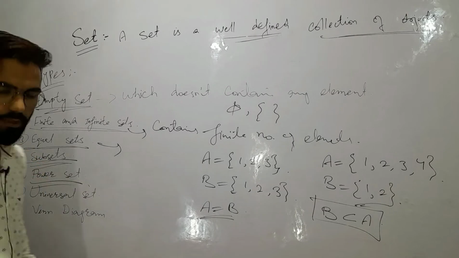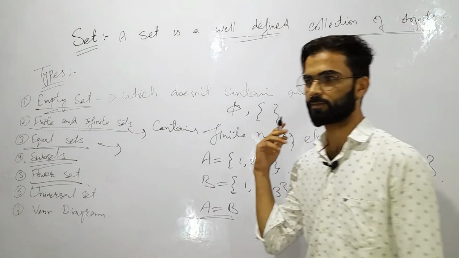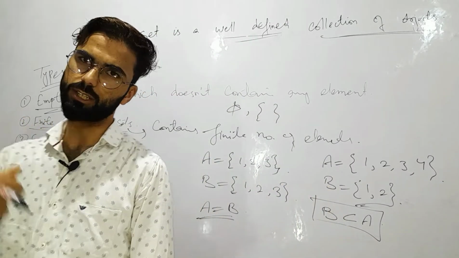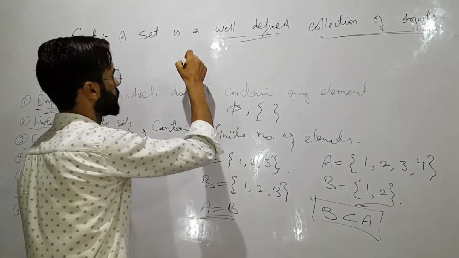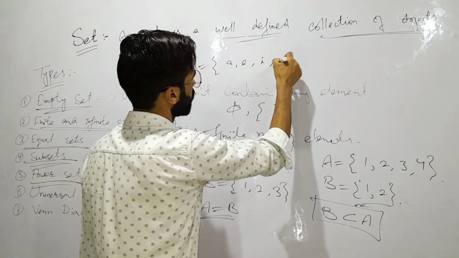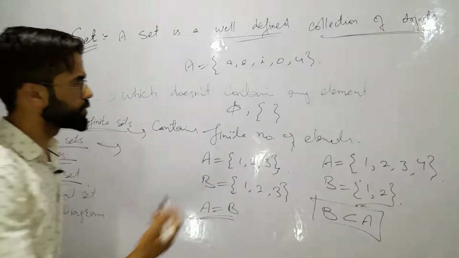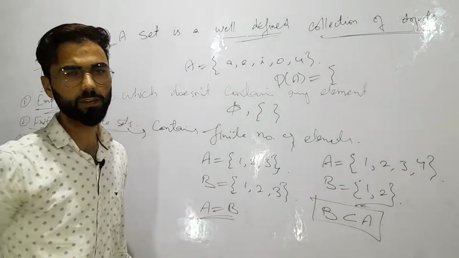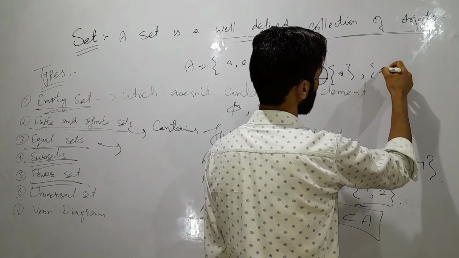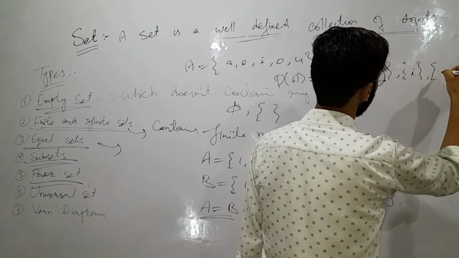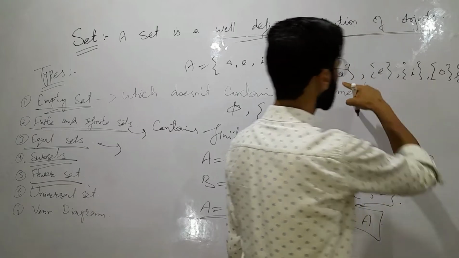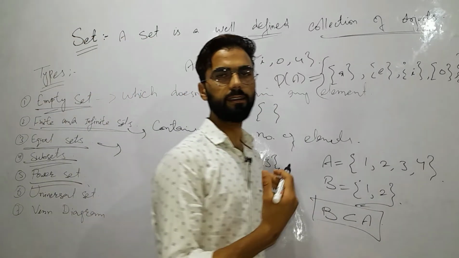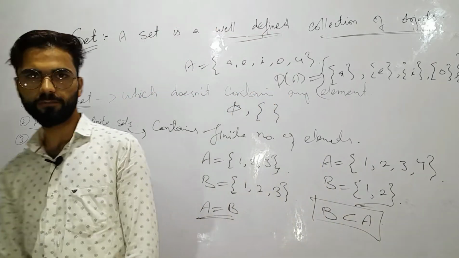Now we have power sets. What is a power set? Power set of A is the collection of all the subsets of A. Here, if we have the set A equal to a, e, i, o, and u, the set of vowels, we denote the power set of A by P(A), which is the collection of all the subsets of A. What can the subsets of A be? A itself, then {a}, {e}, {i}, {o}, and {u}. This whole collection becomes the power set of A. So power set is simply the collection of all the subsets of A.